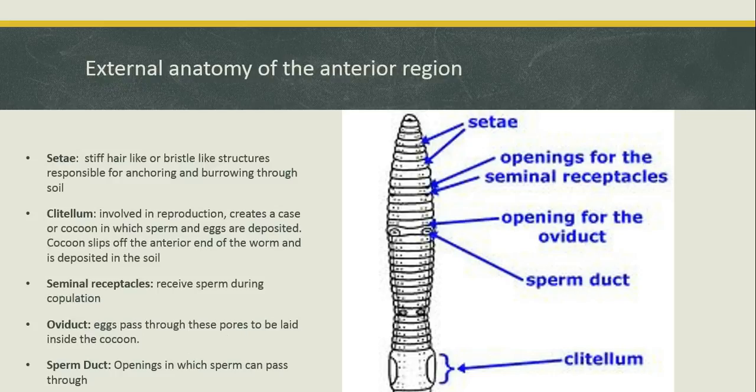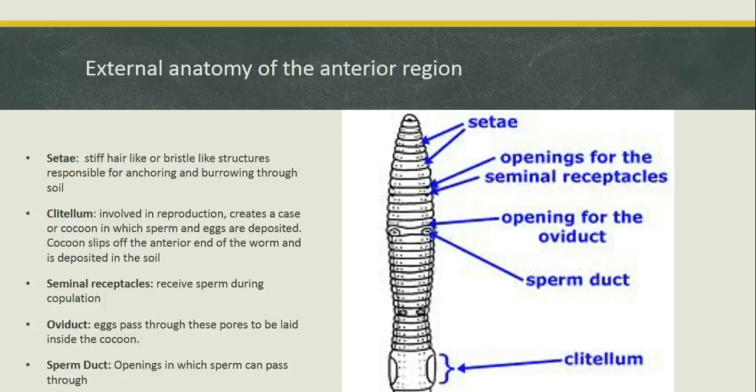Setae: stiff hair-like or bristle-like structures responsible for anchoring and burrowing through soil. Clitellum: involved in reproduction, creates a case or cocoon in which sperm and eggs are deposited. The cocoon slips off the anterior end of the worm and is deposited in the soil.